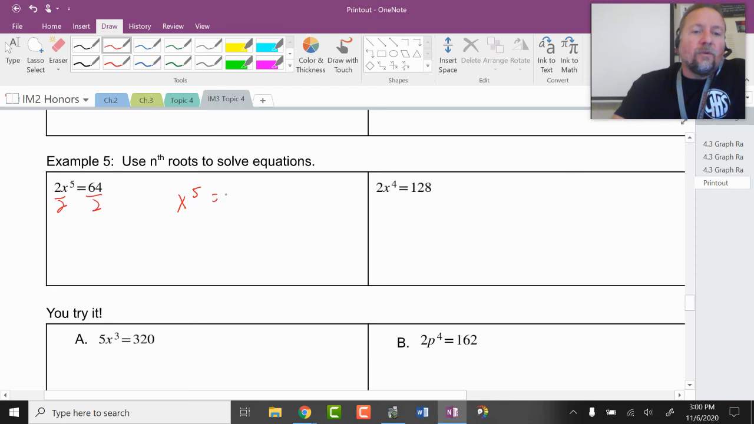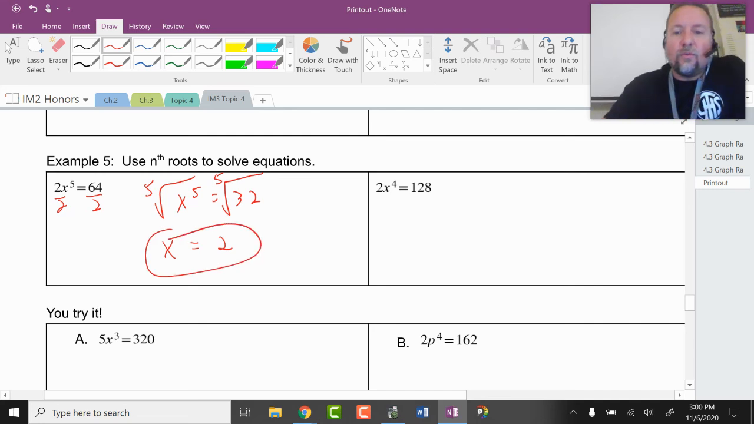X to the fifth equals 32. And then how do I solve this? Whatever I do to one side, you do to the other. This becomes x, and lo and behold, the fifth root of 32 is 2.